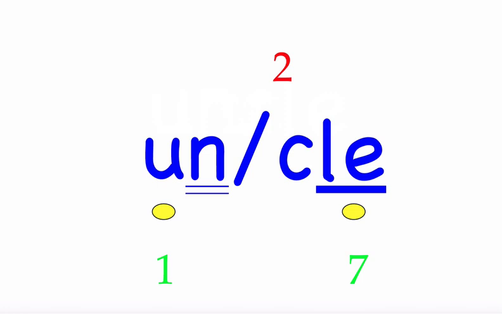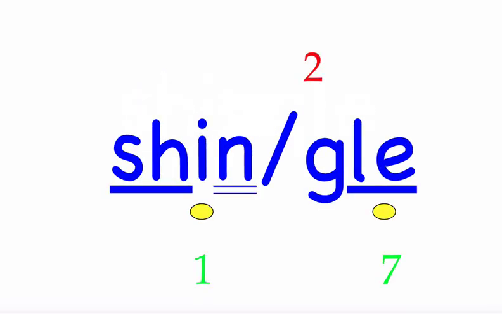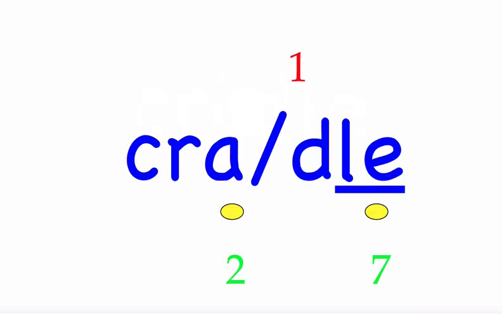Shingle. Place the shingle on the roof. Shingle. Shing, three sounds. Sh, i, ng. Gull, two sounds. G, ul. Shingle. N represents its second sound because it's followed by G. Our last word is cradle. Put the baby in the cradle. Cray, three sounds. K, r, a. Dull, two sounds. D, ul. Cradle. And this completes the dictation of words from lesson 386.